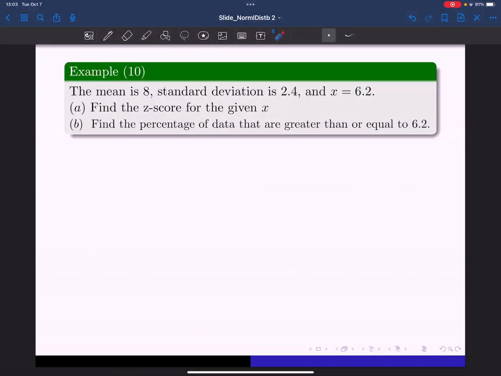Example 9. The mean is 8, standard deviation is 2.4, and x is 6.2. Find the z-score given that the data is normally distributed using normal distribution, and find the percentage of data that are greater than or equal to 6.2. So let's mark it. So we have that mu, this is part A. Mu is 8, standard deviation is 2.4, and my data x is 6.2.